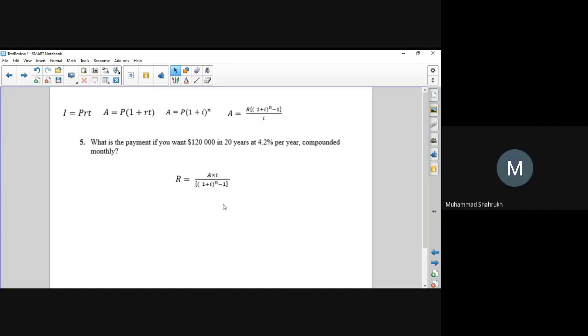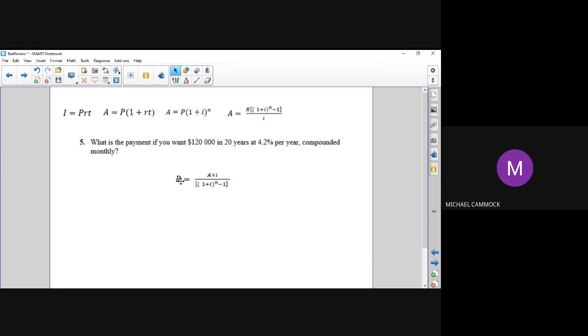Okay? I was going to say, if A stands for amount, what does R stand for? The regular payment. An annuity means that you're doing a payment every month or every quarter, every 6 months or whatever. That's what the R is. What is that regular payment that you're making into the account?